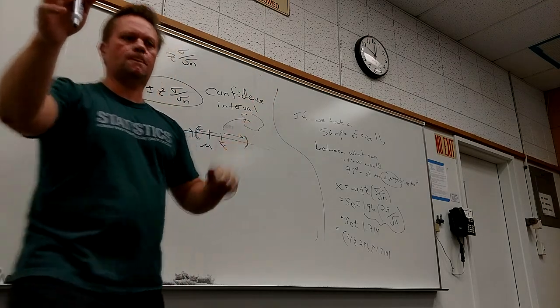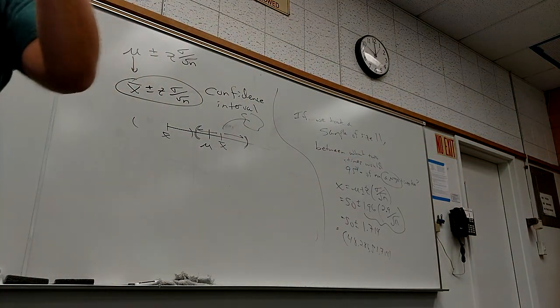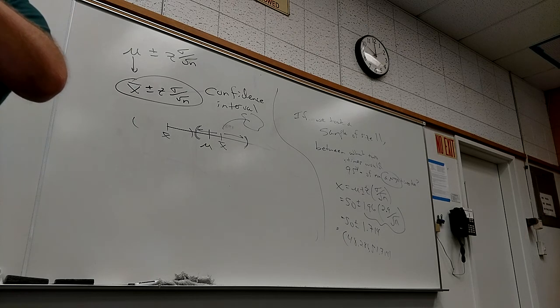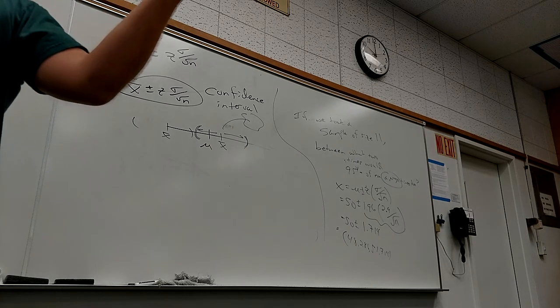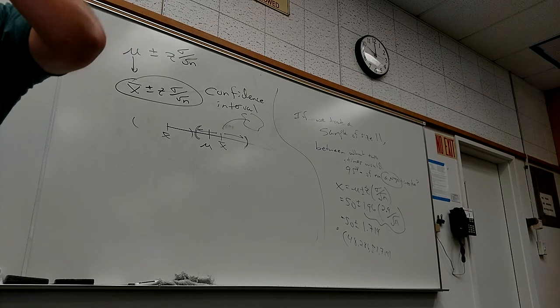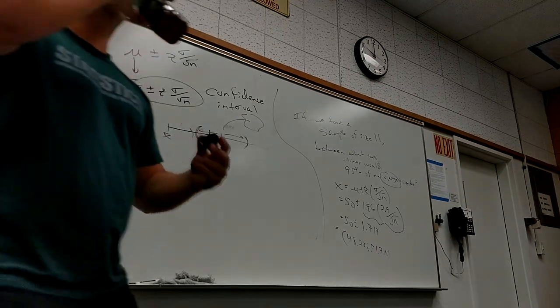Yes, ma'am? In one situation, these two will be equal. Yeah, sometimes, sure. It's possible. It's very unlikely, but it's possible x bar equals mu. And that's great. What's wrong with that? It's still in the interval then, isn't it? Yeah. Okay.